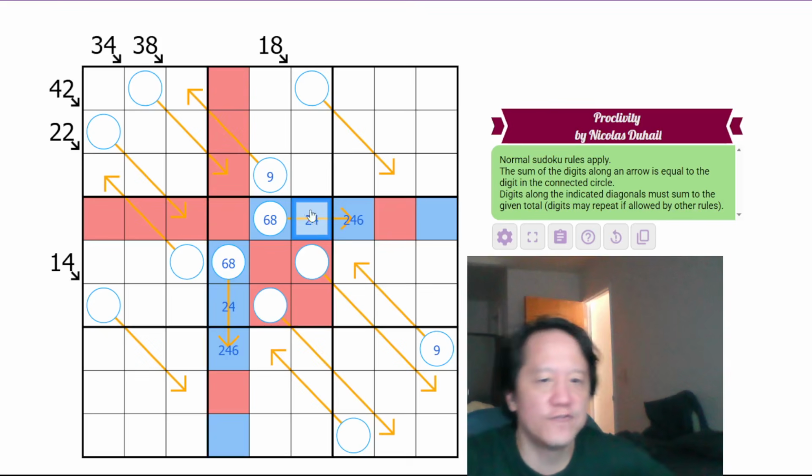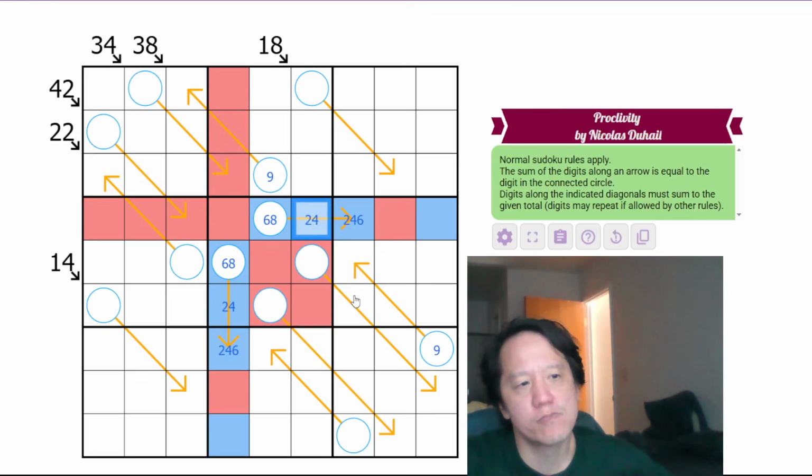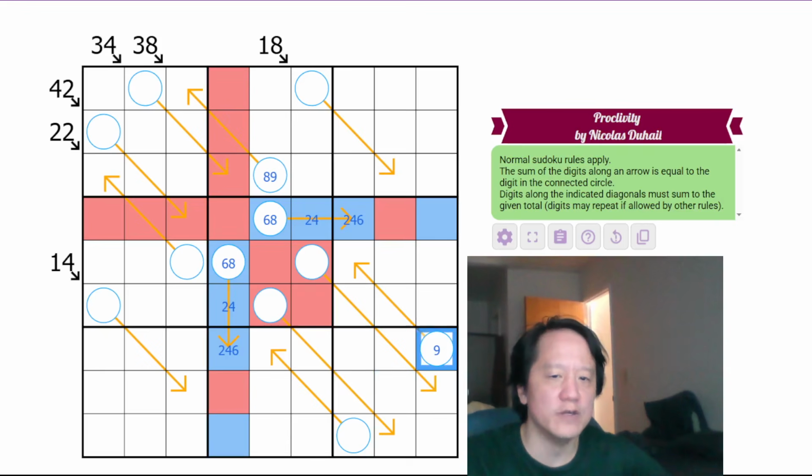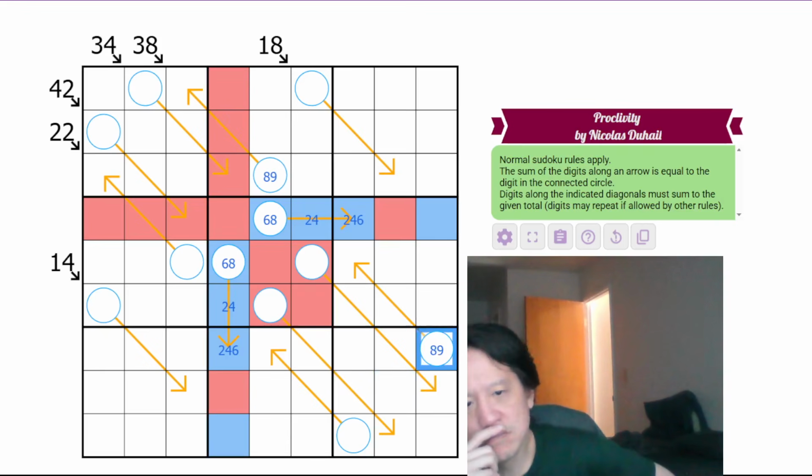If this is 4, that means they add up to 34, which is 17, which would be 8 and 9. So at least one of these is a 9. And it could be 8 or 9. Okay.